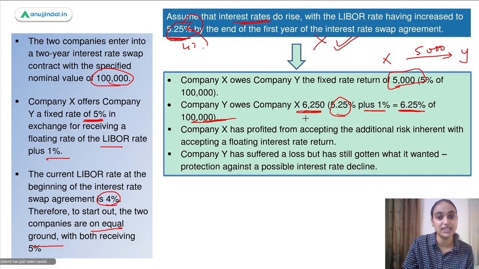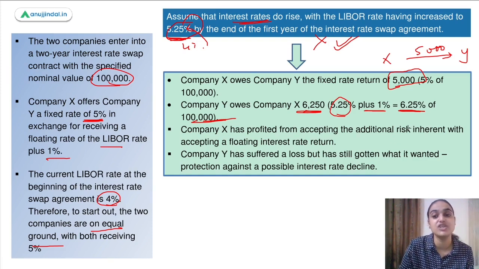So we have seen how company X profited because of the rise in interest rates. It profited from accepting additional risk inherent with accepting a floating interest rate return. वही Y को क्या हुआ, Y को loss हुआ क्योंकि interest rates बढ़ गए. Y suffered a loss. But still, why will Y enter into such kind of a contract? It is because it is getting the protection it wanted from the possible interest rate decline.